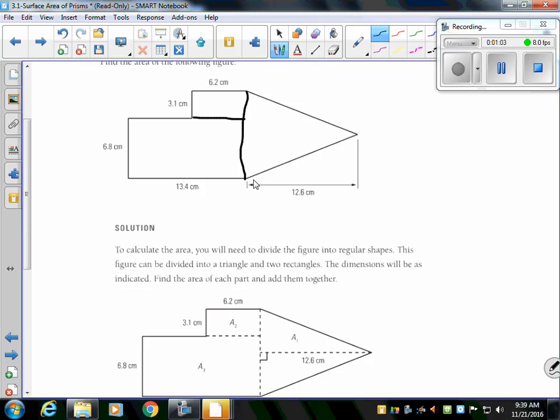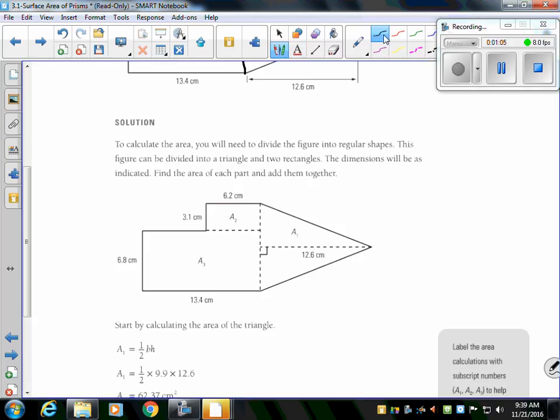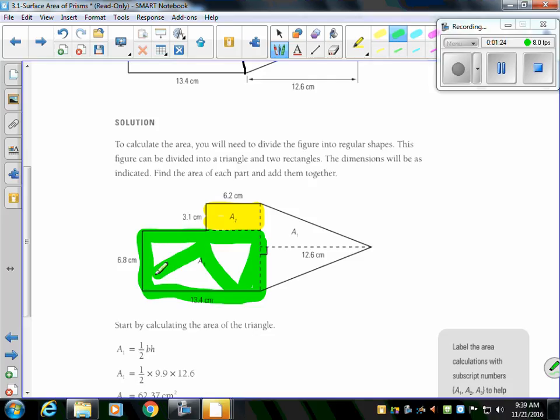When you're given a complex diagram, you split it into simpler shapes that you know. So here's our simple shapes that we know. When we look at this, we've got this shape in here, this simple rectangle. We have this shape here, this other simple rectangle, just slightly larger. And then we have the triangle at the very end.